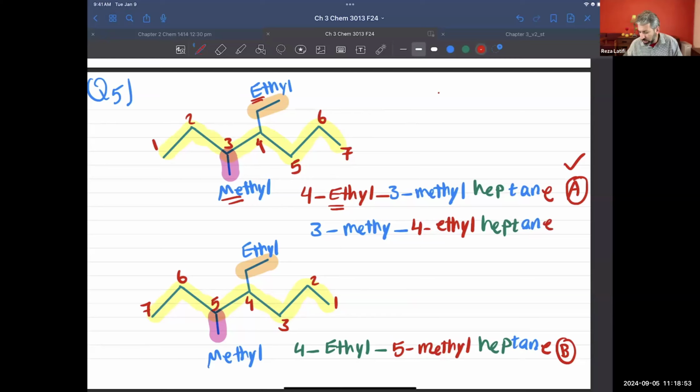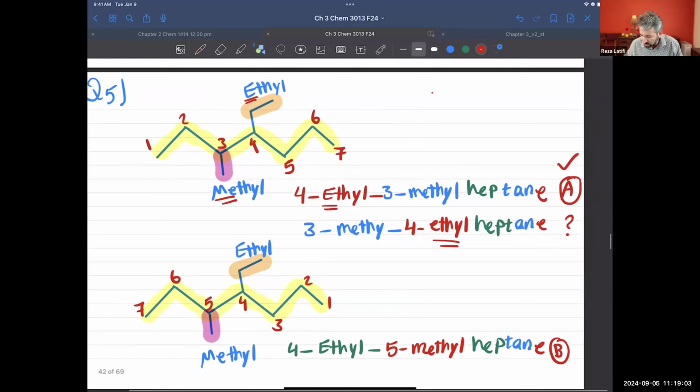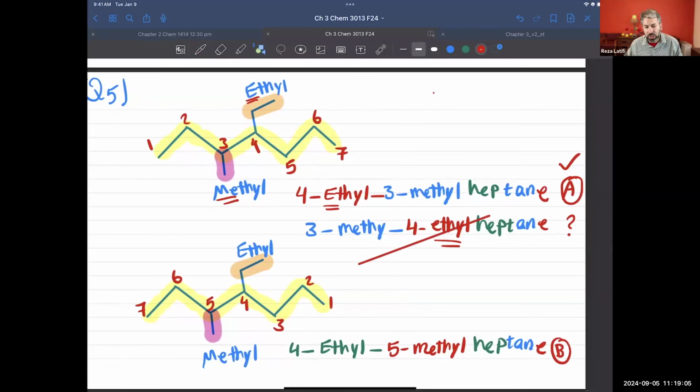Is this one correct? Ethyl must come first. So this one is not going to be correct, and this is going to be wrong. Why wrong? Because ethyl should come first, not the methyl. So the correct answer is going to be the top one. Okay, thank you very much. And in the next lecture, I'm going to practice more questions about naming chemical compounds.